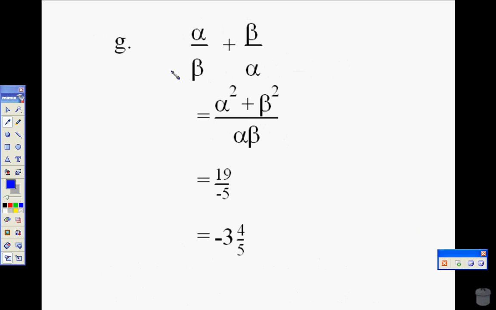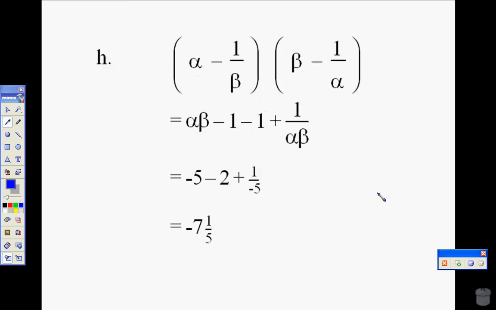Also, if we have this situation, we look at what we've got. Again, two fractions, have to add them. Common denominator would be alpha beta. Alpha times alpha gives us alpha squared. Beta times beta gives us beta squared. From our previous part, we know that alpha squared plus beta squared gave us 19. Alpha times beta is minus 5, and it comes down to minus 3 and 4/5.